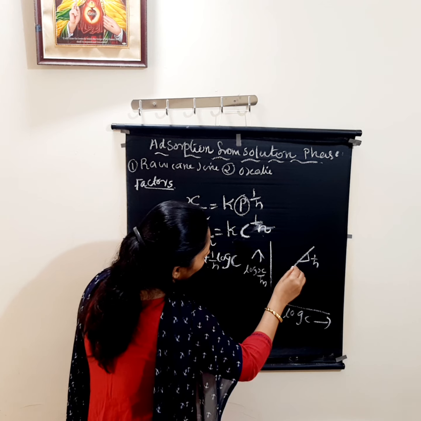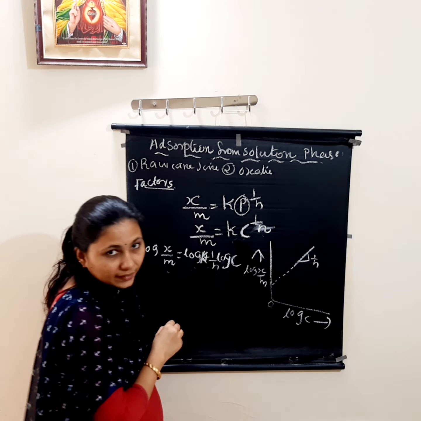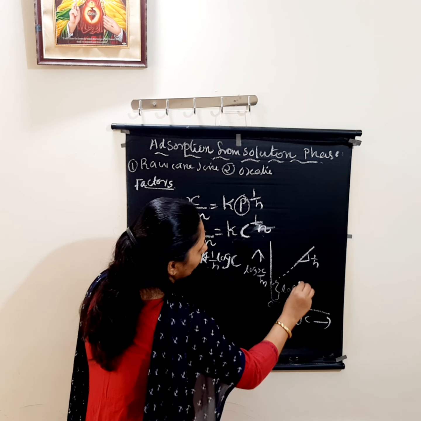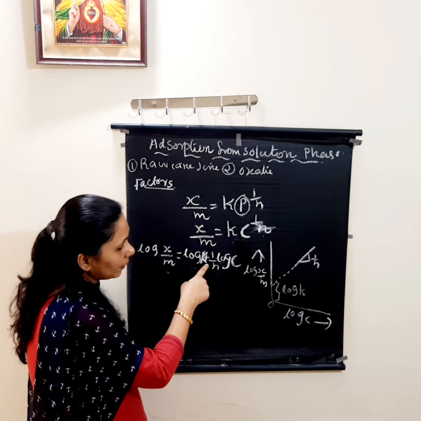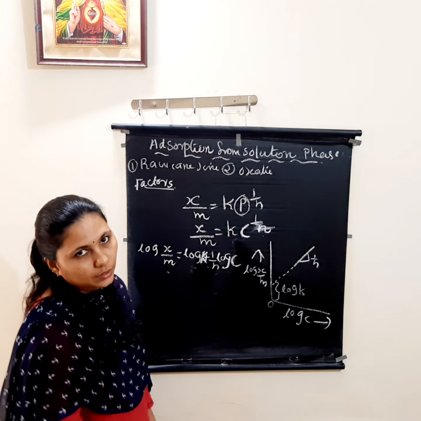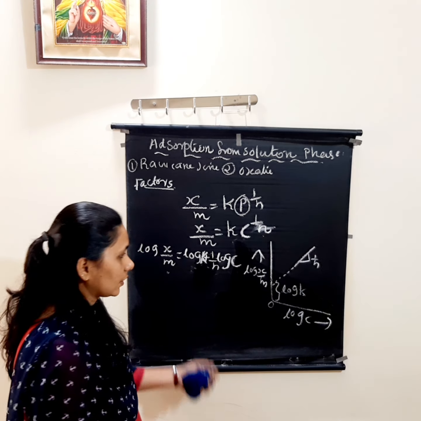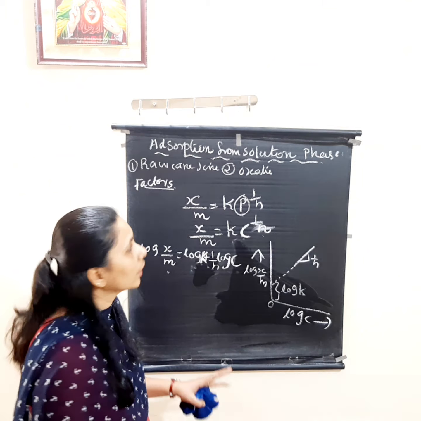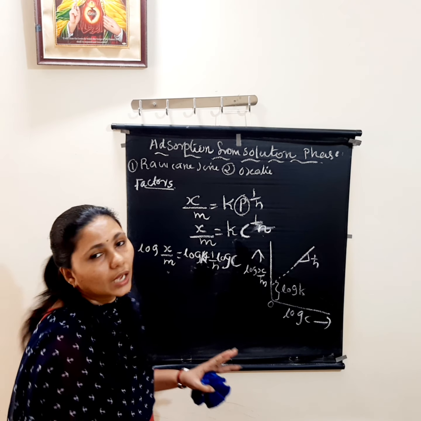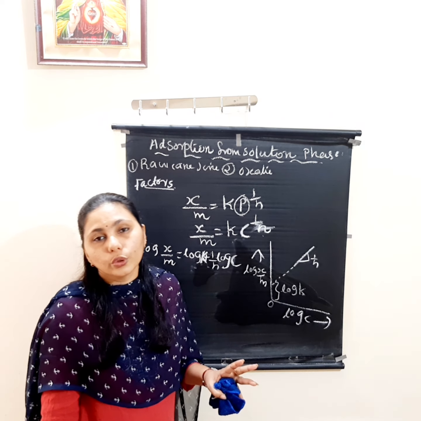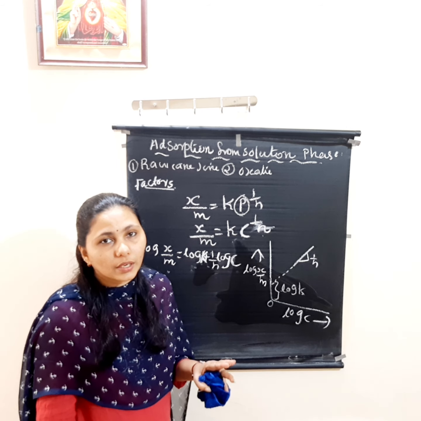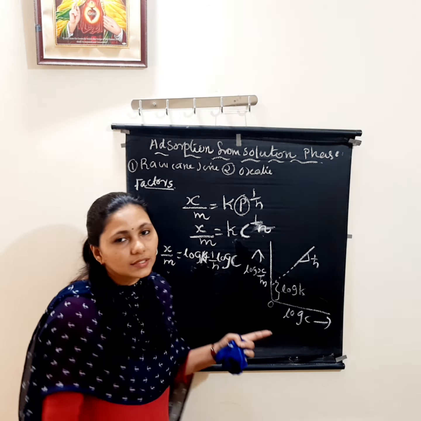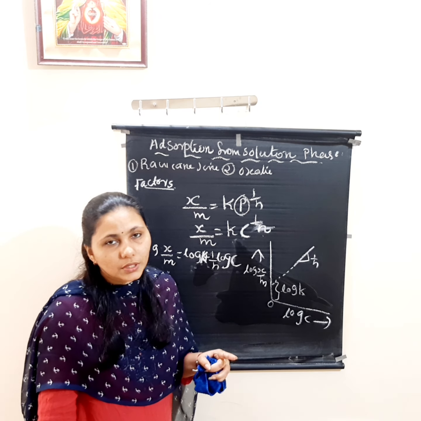By taking the 1 by n value and extrapolating to the y-axis, that means the y-intercept, we will get which value? Log k. Here it is: log k plus 1 by n log c. So that is the application. We know the other things, 1 by n, k, nothing is changed. So that is about which one? The adsorption of solutes from solution. Is it clear to all of you? Adsorption of solute from solution and its Freundlich adsorption isotherm.